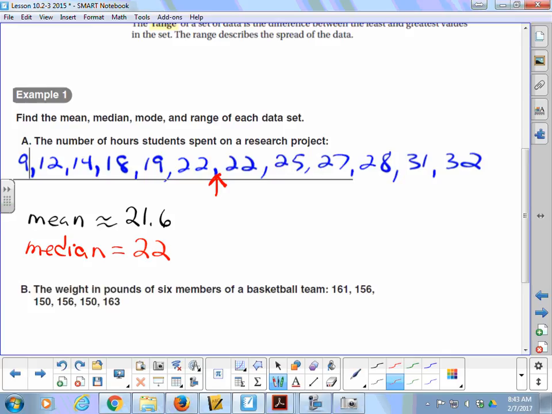So when you have an even amount of numbers, it's always going to be the average of the two numbers in the middle. If you have an odd set of numbers, then it would just be the middle number. Okay. All right. Mode.